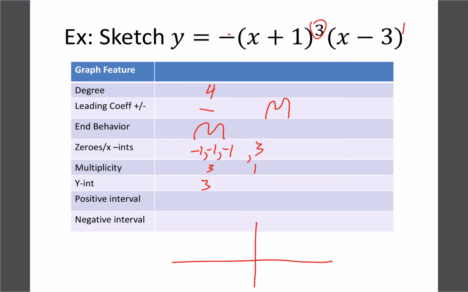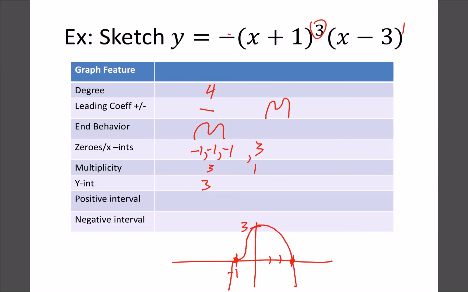So let's do that. So we know at negative 1, we have a S-curve. At positive 3, we just have a regular x-intercept. We know it's got to be upside down, so it's going to come up, do a bit of an S-curve there, and then it's just going to cross back down. So we have our 3, we got our 1, we know our y-intercept was at 3.